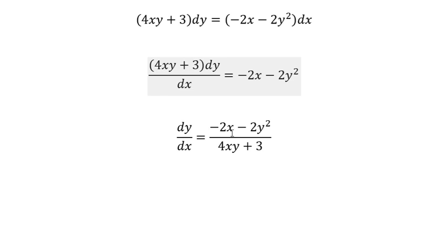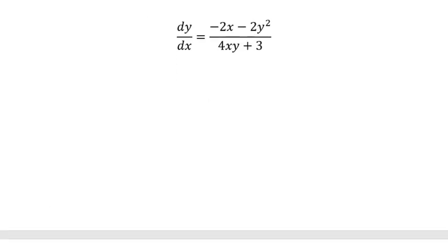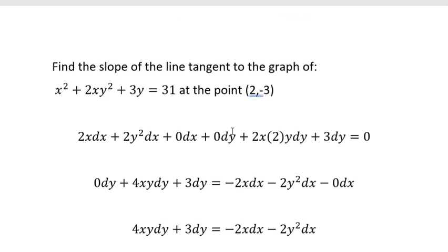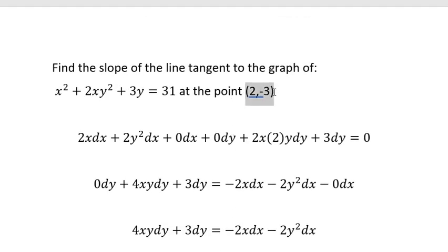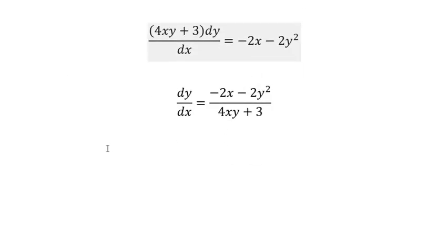But how do we find the exact slope? This is where the given point comes into play. We want to find the slope of the graph at the point 2, minus 3. This point tells us what x and what y are equal to. In this case, x equals 2 and y equals minus 3. Remember, the first number tells us x, the second number tells us y. So we can go ahead and substitute these 2 for all the x's in our derivative and this minus 3 in for all the y's in our derivative. So let's go ahead and do so.